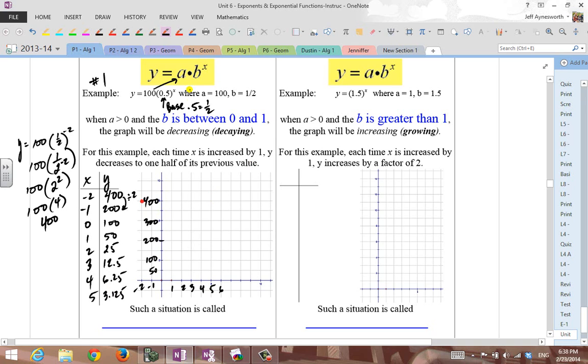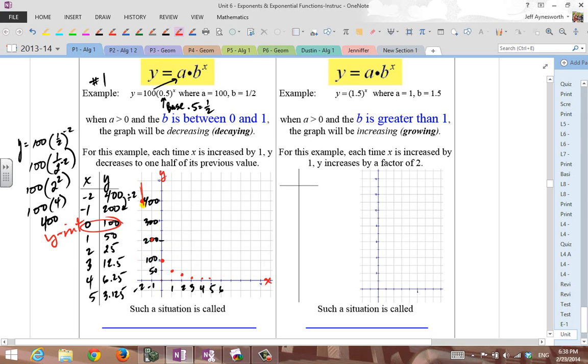Go ahead and graph. So let's do this in red here so you can see this easily. -1, 200 is here. Let me see, 0, 100. There's your y-intercept right there. All right. 1, 50. It's right here. 2, 25. It's right here. 3, 12.5. You keep taking half. And so it's asymptotic to the x-axis here.